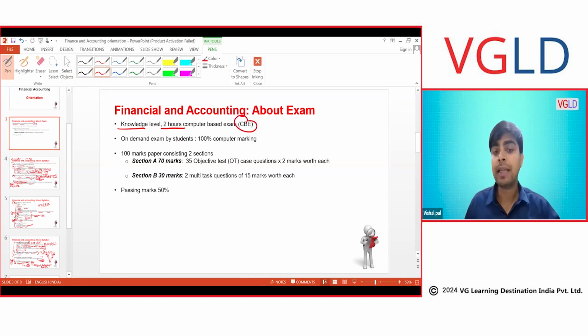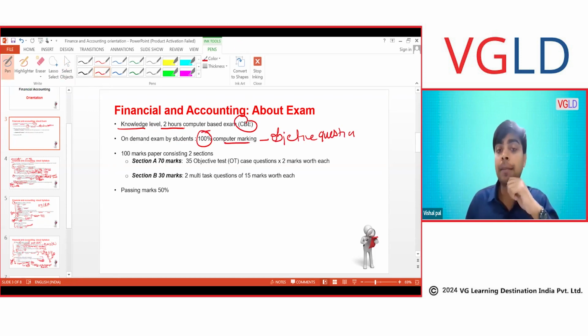Okay. What would be the exam pattern? It would be 100% computer marking based on objective questions. There will be objective questions and 100% will be computer-based marking. So what will happen? Let's say the exam will be 2 hours and it will be based on computer. And you can basically book your exam the day you decide. So I hope many of you are aware. In case not, it is an on-demand exam.